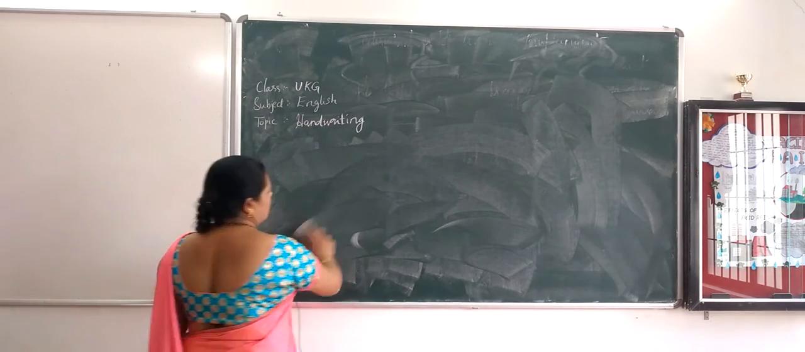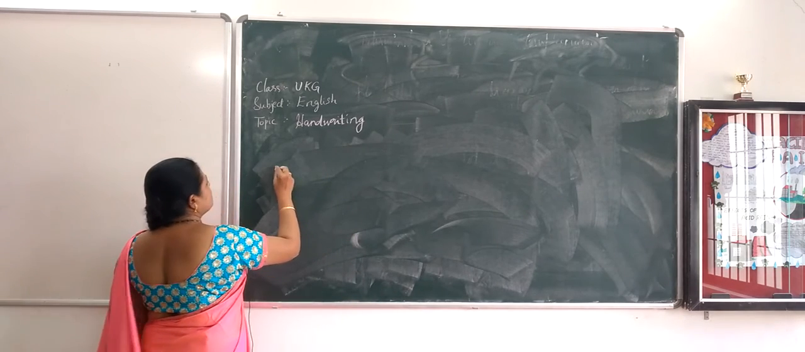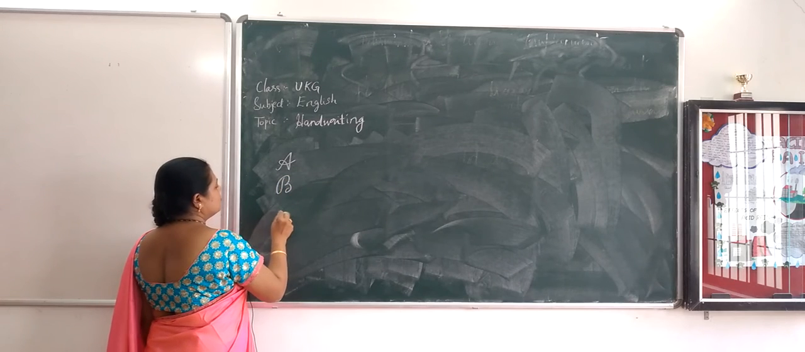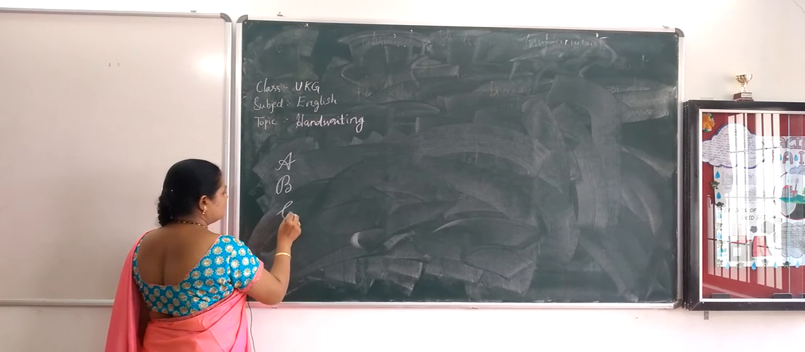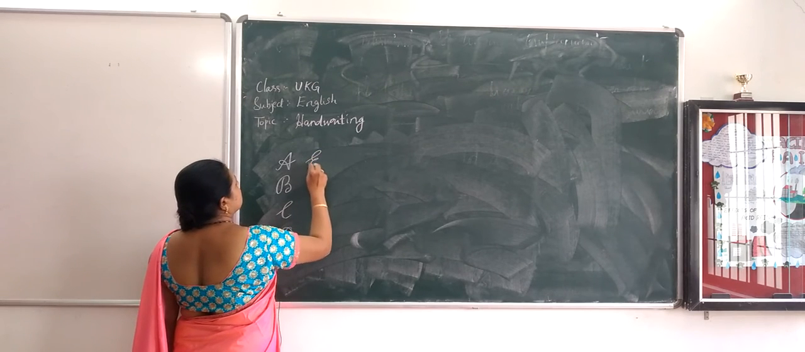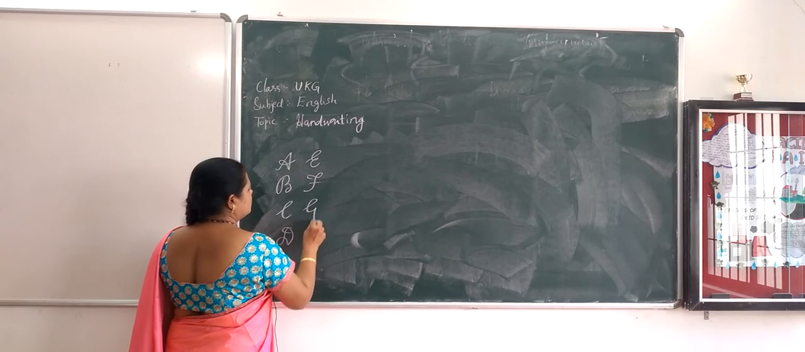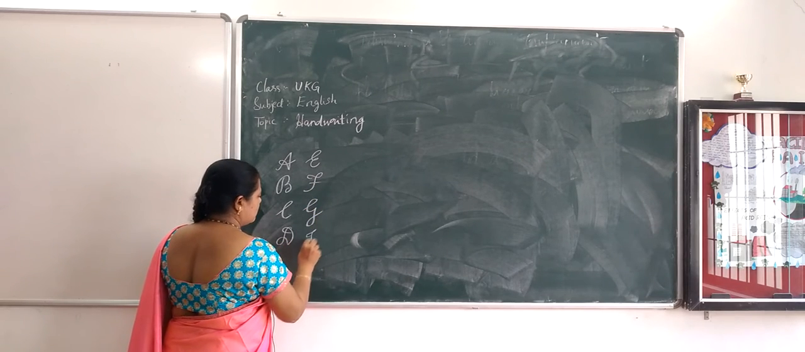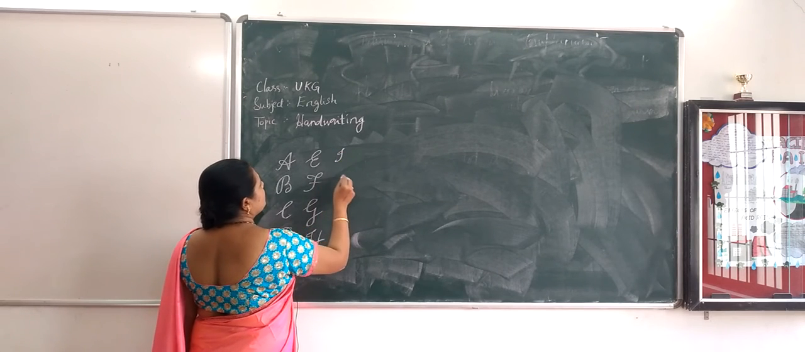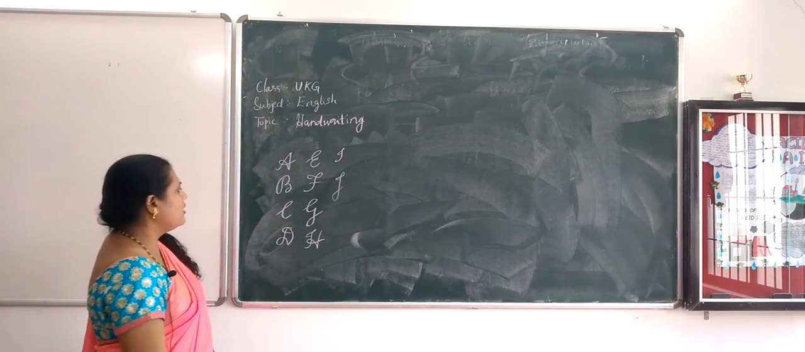Okay, this is how you write I, J, sorry, J. Shall I write now one after the other? See, A, B, C, D, E, F, G, H, I, J. Okay, this is how you write capital.